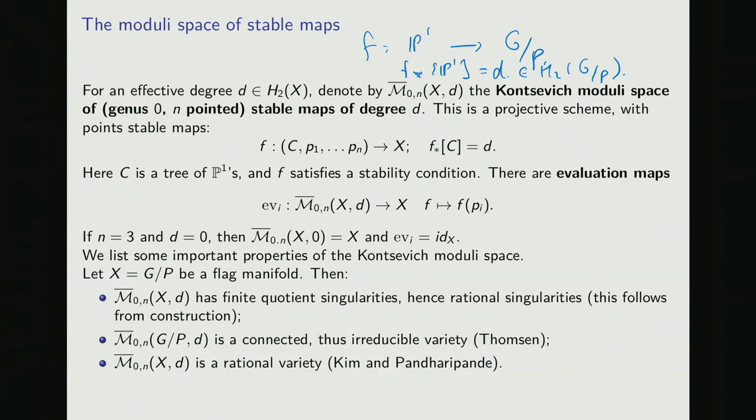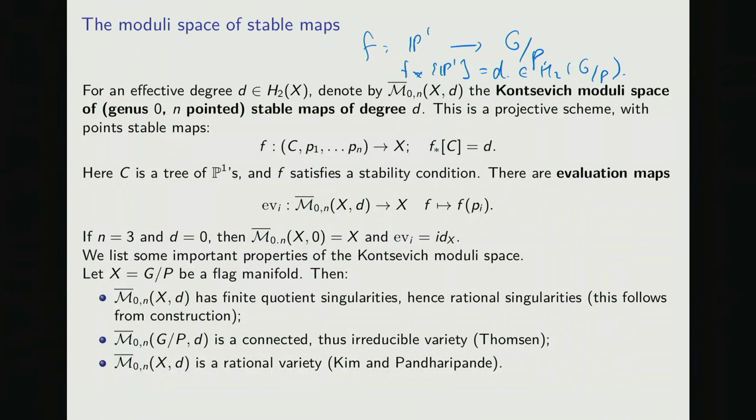And these marked points on the curve are used to define evaluation maps. So you can define an evaluation map from this moduli space of stable maps to X, which sends such a curve to the evaluation of the curve at the ith marked point. So for example, if you take 3 marked points and d is equal to 0, then M_{0,3}(X,0) is just X. So there's nothing to do, and all the evaluation maps are just identity maps. I'm not going to use these properties today. I mean, they are implicitly used. We're going to live in paradise today, so everything is true.